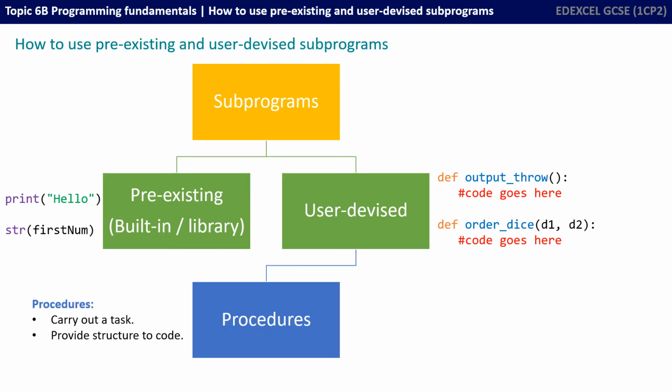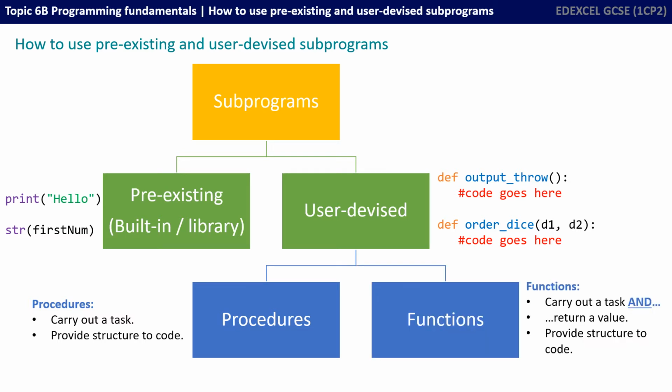You can write 2 different types of user-devised subprograms. You can write a procedure which simply carries out a task and just execute it, and this provides structure to your code and allows for code reuse. Or you can write a function, which is very similar. It carries out a task, but it also returns a value. And again, it's designed to provide structure to your code and allow for code reuse.